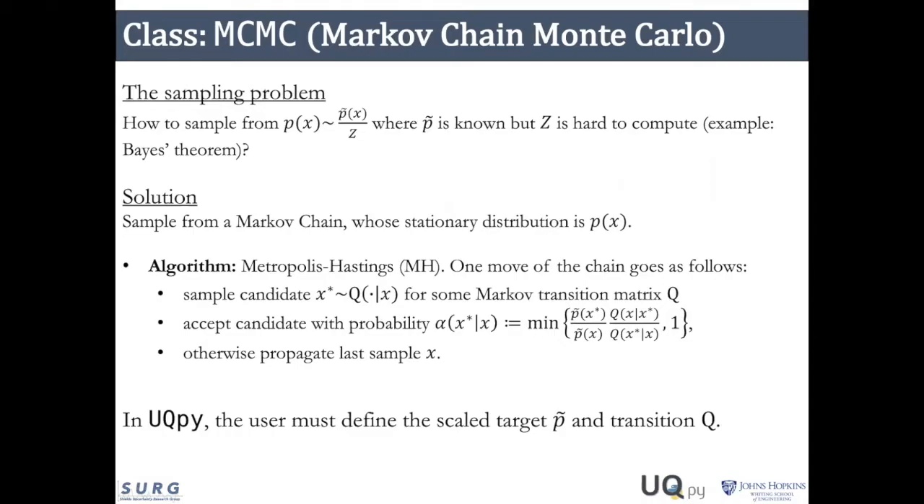So I'm going to be talking about MCMC, Markov chain Monte Carlo. The idea here is that you want to sample from a distribution P, knowing that you can't necessarily compute P of x directly, but you can compute a scaled version of it. That would be my P tilde here.